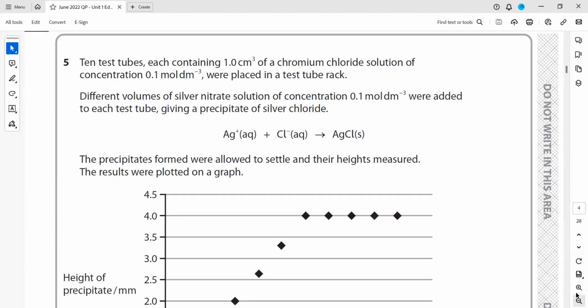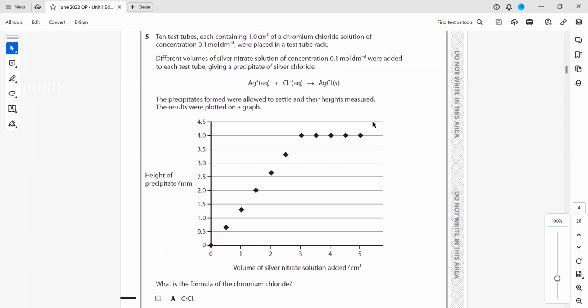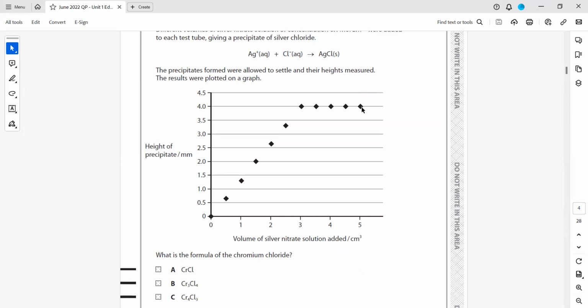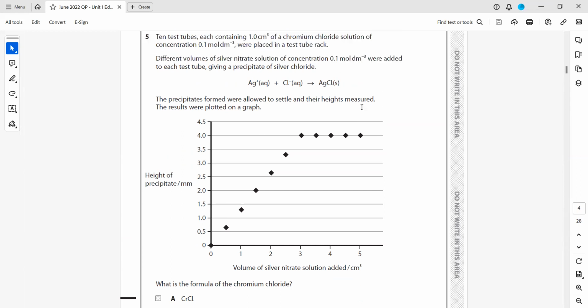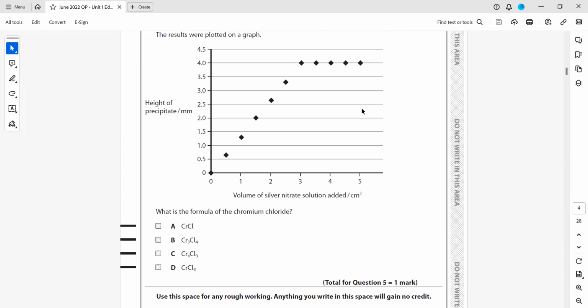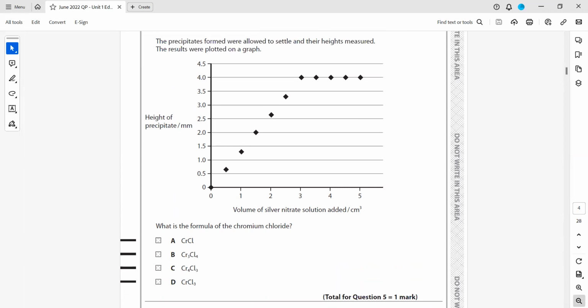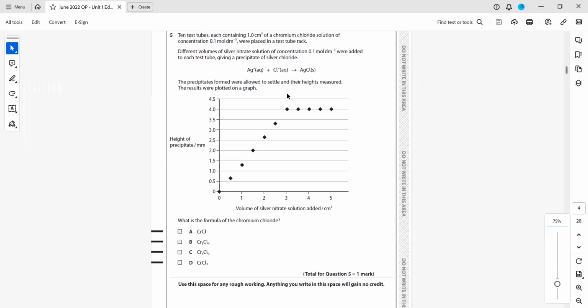10 test tubes each contain 1 cm³ of a chromium chloride solution with a concentration of 0.1. Different volumes of silver nitrate of the same concentration were added. Silver reacts with chloride to form silver chloride. What is the formula of the chromium chloride? Look, first we'll take a ratio between the moles of silver nitrate. What is the volume ratio between them?